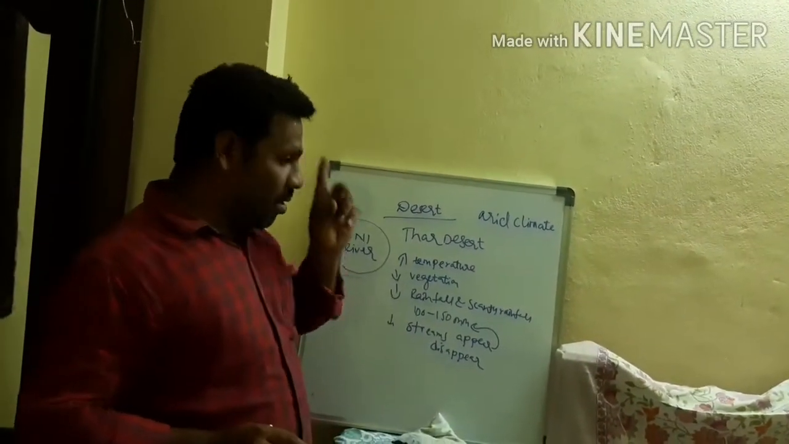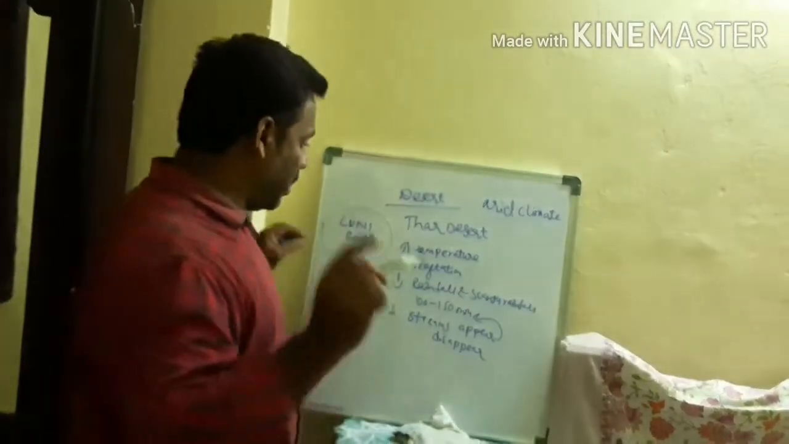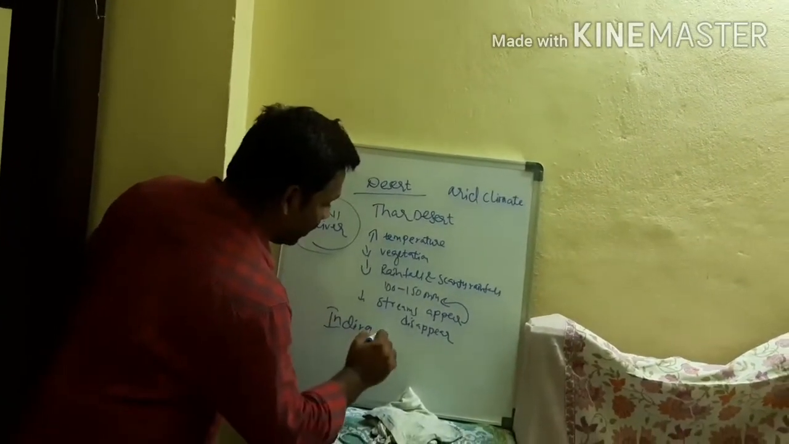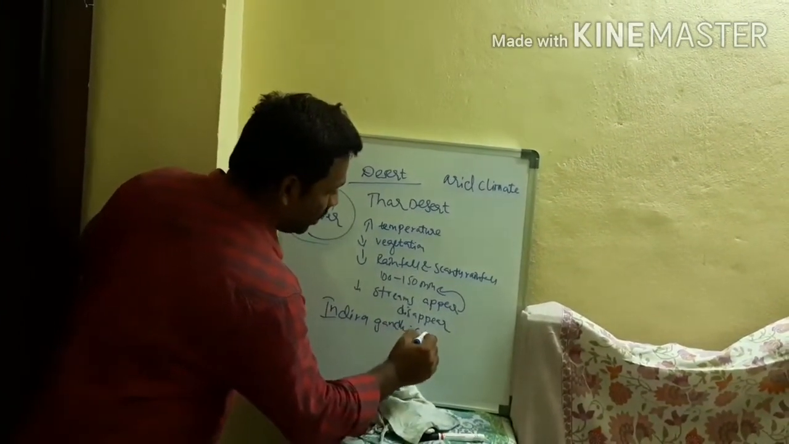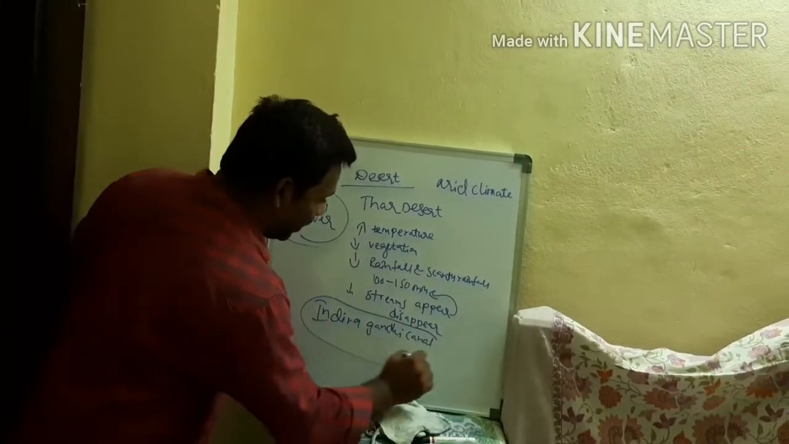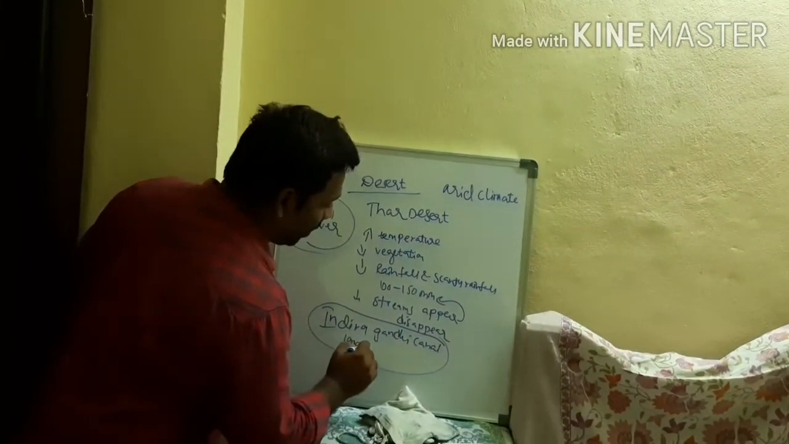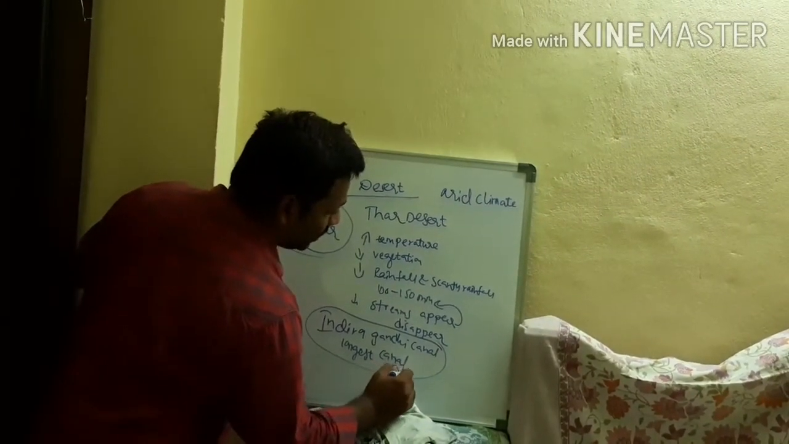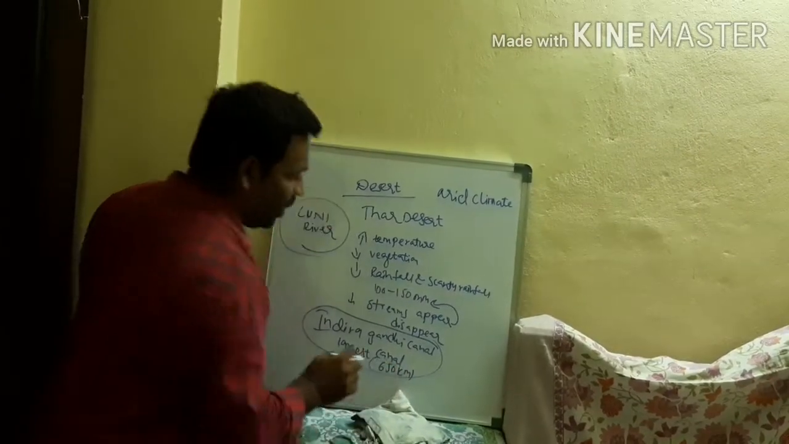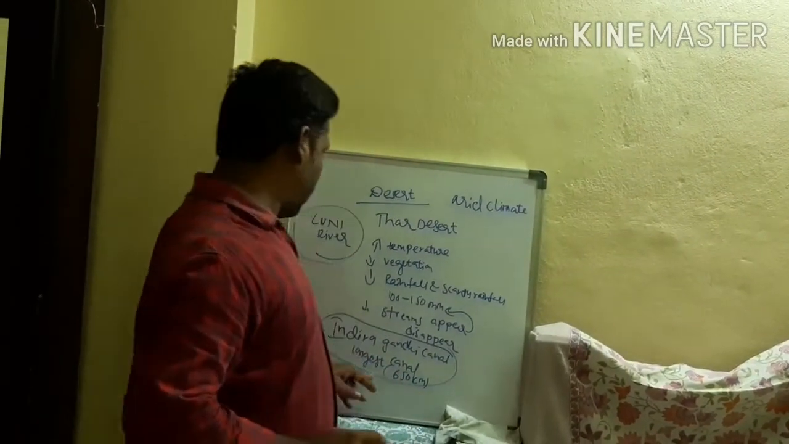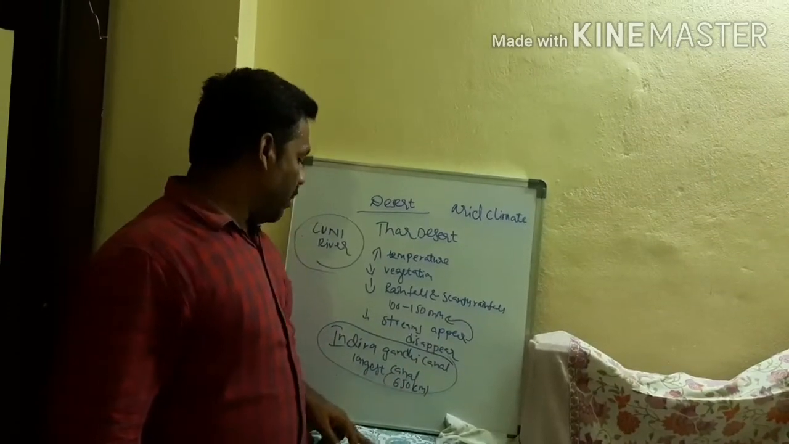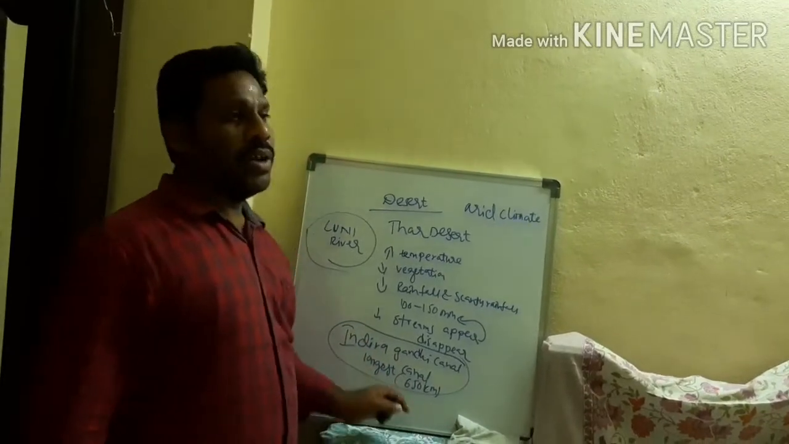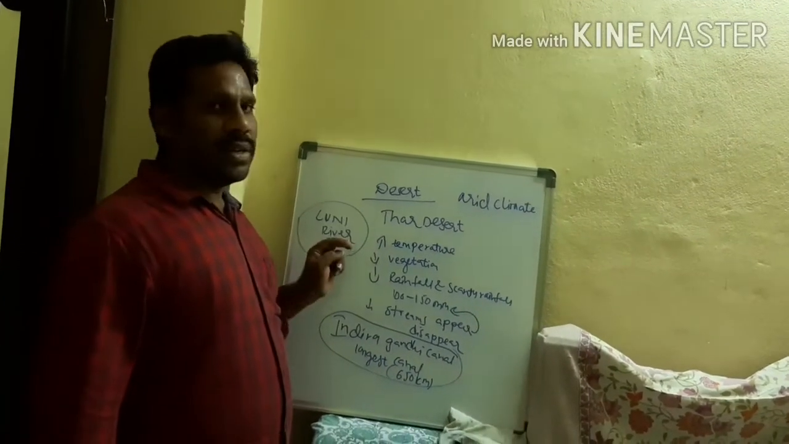Here we can find one more important feature in the Thar Desert. One of the famous canals is there. That canal is called what? Indira Gandhi Canal. It is the longest canal in India, with a length of 650 kilometers. The Indira Gandhi Canal, the longest canal in India, has been specially built for irrigation purposes in the Thar Desert in the Rajasthan state.